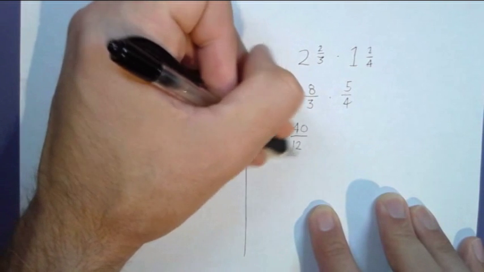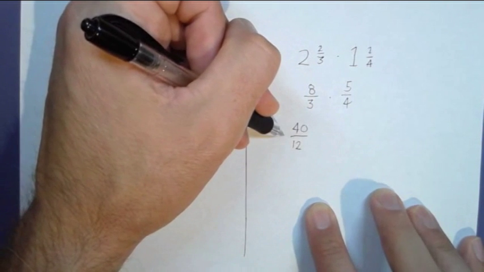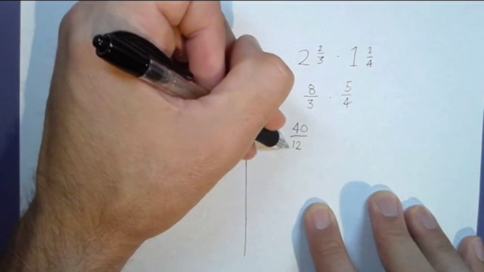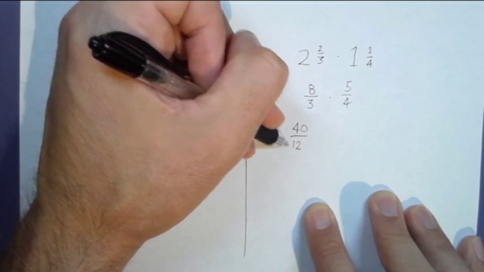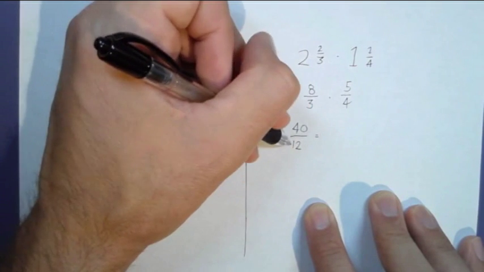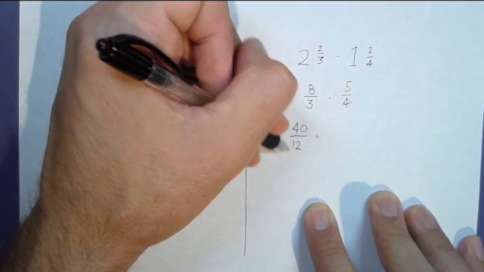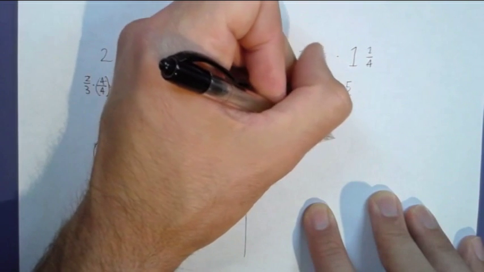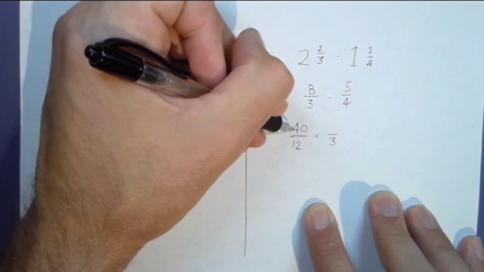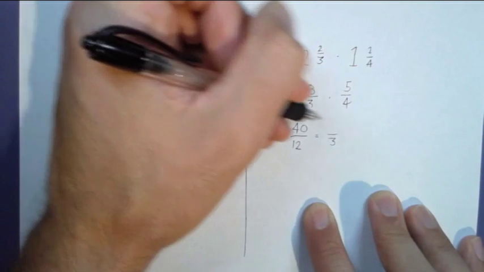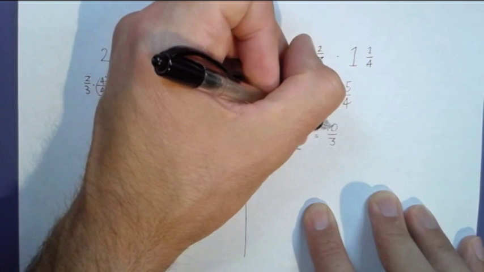Now, this is an improper fraction and it's not simplified. There is a common factor that goes into each of these, so we can divide each of these by 4. 4 times 3 is 12, so if I divide by 4 I get a 3. And 4 times 10 is 40, so if I divide by 4 I'm left with a 10.